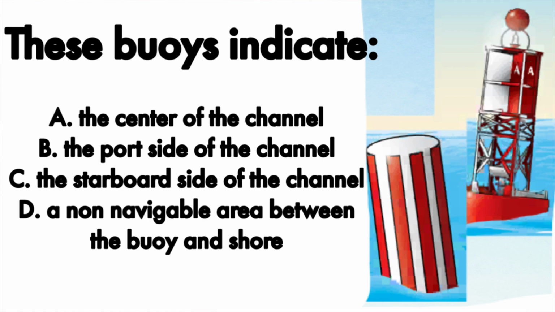These buoys indicate A, the center of a channel, B, the port side of a channel, C, the starboard side of a channel, or D, that it's a non-navigable area between the buoy and the shoreline. So you're looking at a red buoy with white stripes or a white buoy with red stripes. And that is an indicator of the center of the channel. When you see those buoys, and again, it could be the smaller buoy with the stripes or just a white and red alternating color buoy, but that means you're in the center of the channel. So if you want to cruise, you can go left or right of those buoys, stay close to those, you know you're right in the center of the channel. On to question number 6.